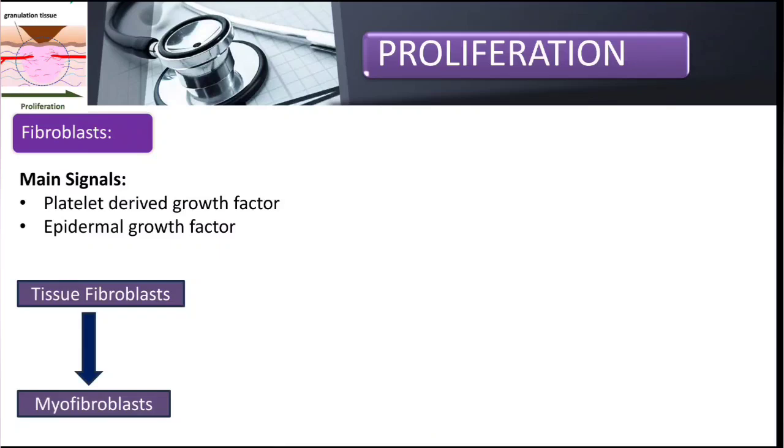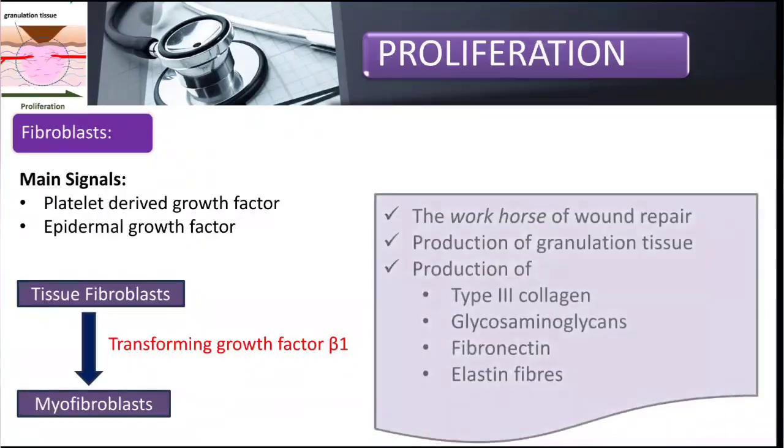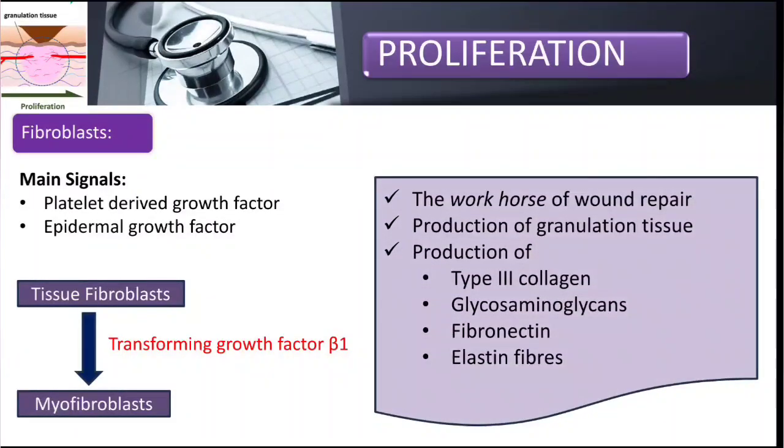So where do they come from? There is conversion of tissue fibroblasts to myofibroblasts, and what helps that conversion is transforming growth factor beta 1. These myofibroblasts are very important, as you are going to see towards the end of this video. The fibroblasts are known as the workhorse of wound healing. They're important for production of granulation tissue, type 3 collagen, glycosaminoglycans, fibronectin, and elastin fibers.